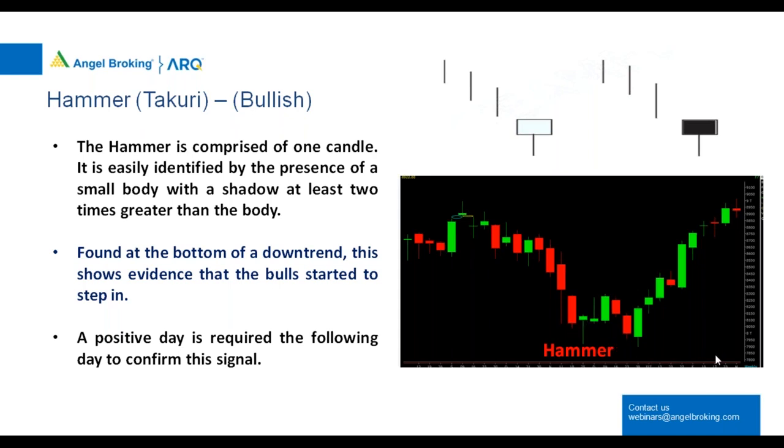Next, we look at another pattern, which is called a hammer. A hammer is something which you can easily picturize. It's a photograph of a hammer. If you look at this, it's called a takuri and it's a bullish pattern. So if after a major correction you find a hammer being formed.